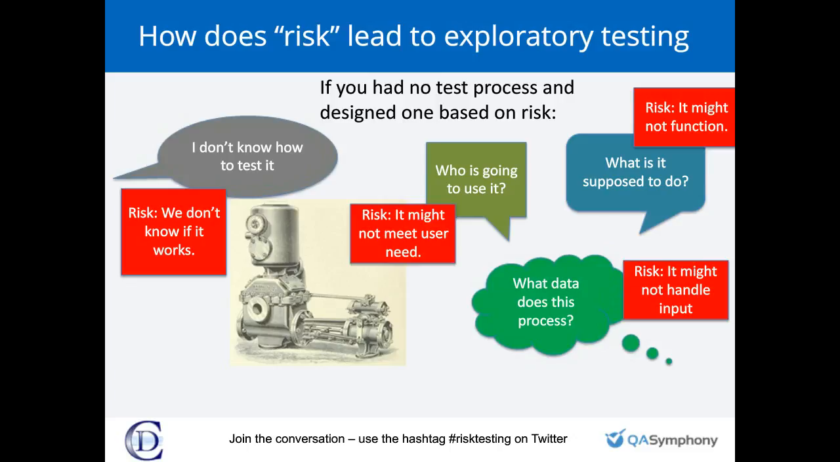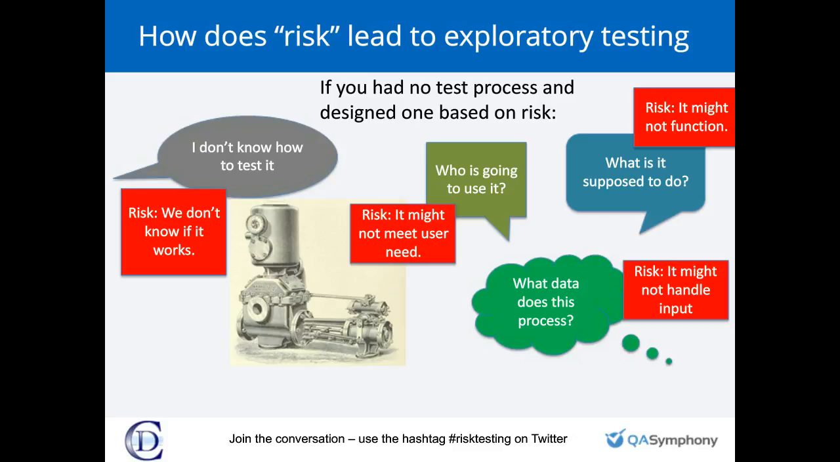We don't know if it works. There's a risk there. There's a risk that it might not meet the user need. Therefore, what we'll do is figure out, well, who's going to use it? How are they going to use it? What are they going to use it to do? We build mitigation processes, like sausages, that will target these risks.